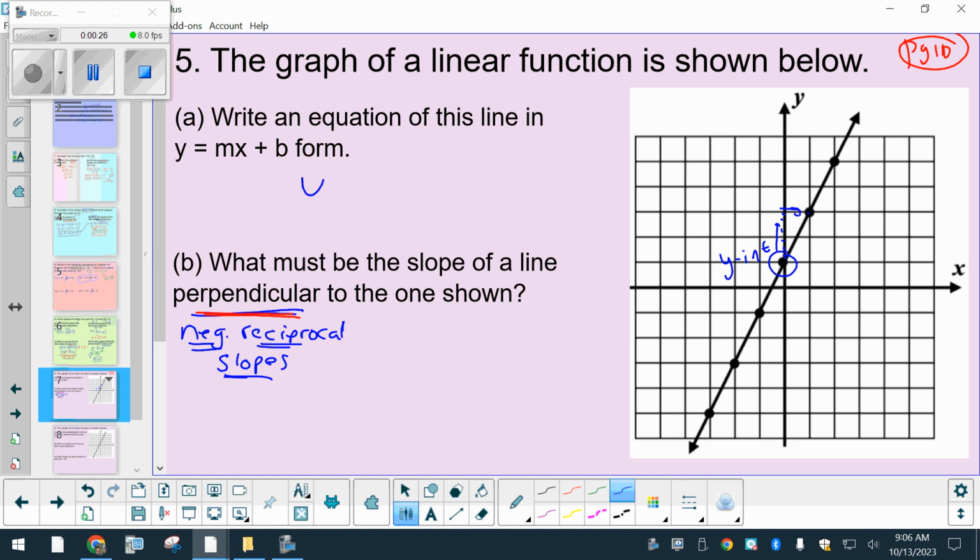Right, so the equation of the line should be y equals 2x plus 1. All right. What must the slope of the line perpendicular to that one be?